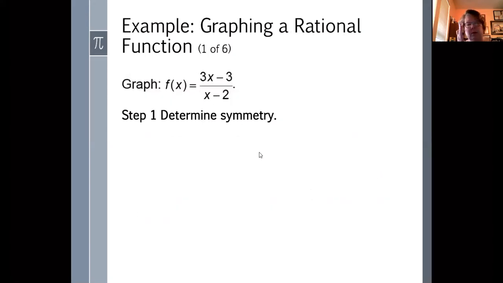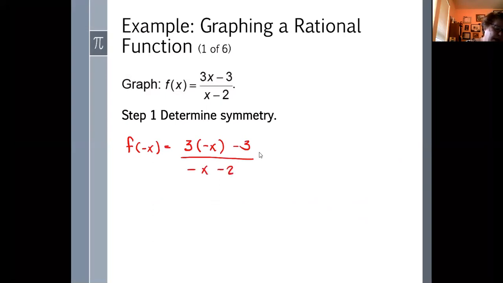All right, so let's graph f of x equals 3x minus 1 over x minus 2. So the first thing we're going to determine is there any symmetry with respect to the y-axis or the origin? So we're going to evaluate this function at -x. So I'm going to replace x with negative x in the numerator and the denominator.